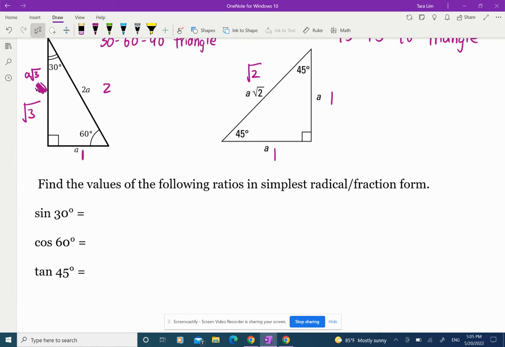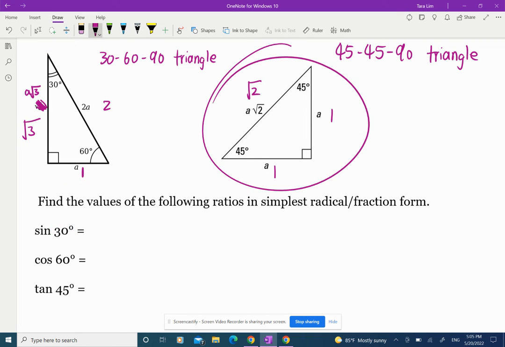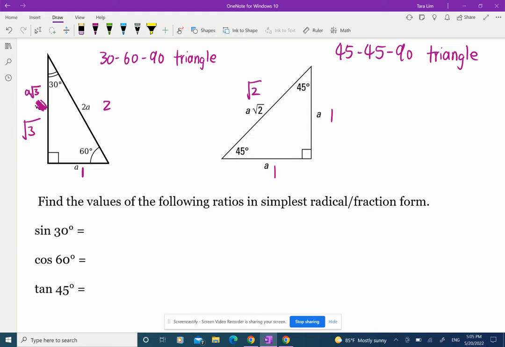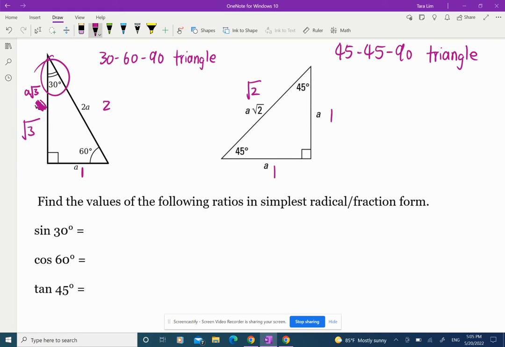The first thing here, let's start with this one. The first thing we want to do is identify which of these triangles we are going to use. It says sine 30. Which of these two triangles has an angle that is 30 degrees? It's the triangle on the left, because as you can see, there's a 30-degree angle here. And so we're going to use this. And it says sine 30 degrees.